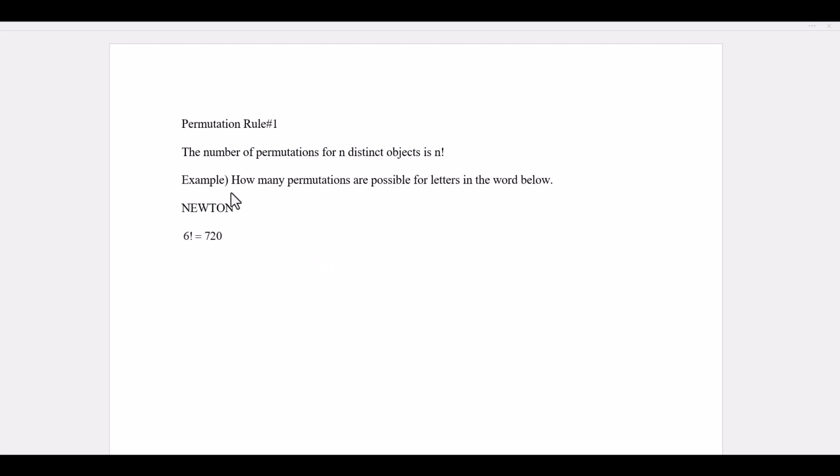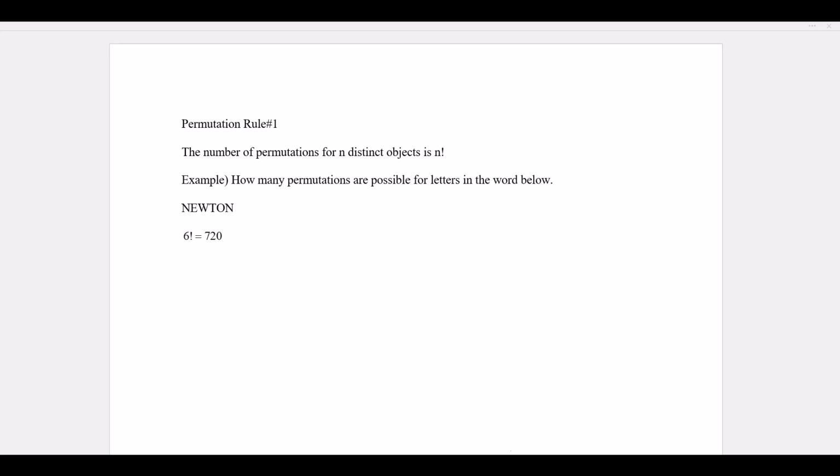Here's an example. How many permutations are possible for letters in the word below? And the word is Newton. We have 6 different letters, so we calculate 6 factorial, which is 720.